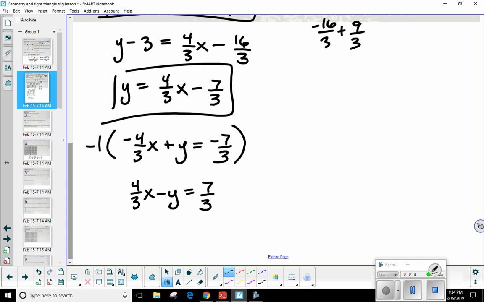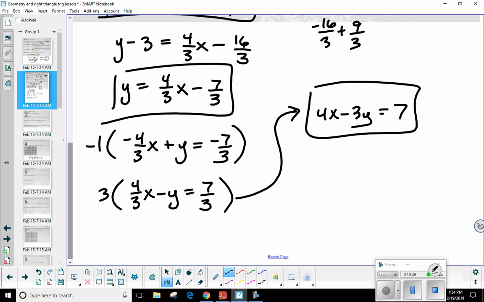Now we're getting closer. There's only one more rule that we're violating. We want to multiply by 3 because no fractions, no decimals. There we go. So if I multiply by 3, that's going to give me 4x minus 3y equals 7. There we go. And whether you want to pull the 7 back over or not, again, it's still equivalent.